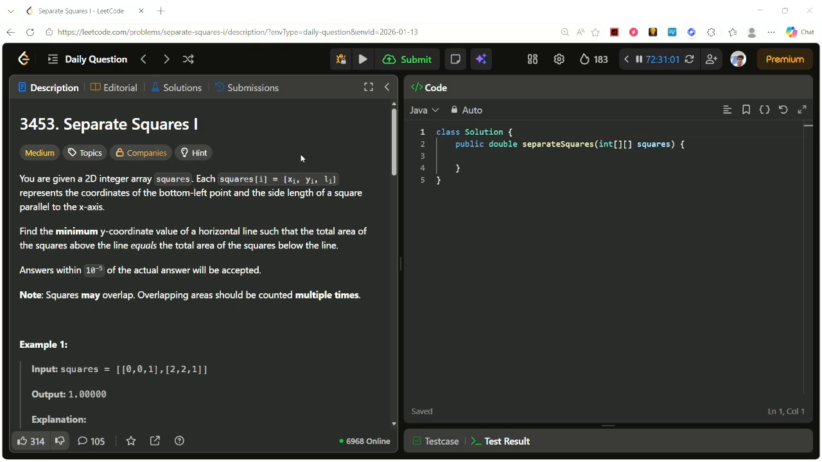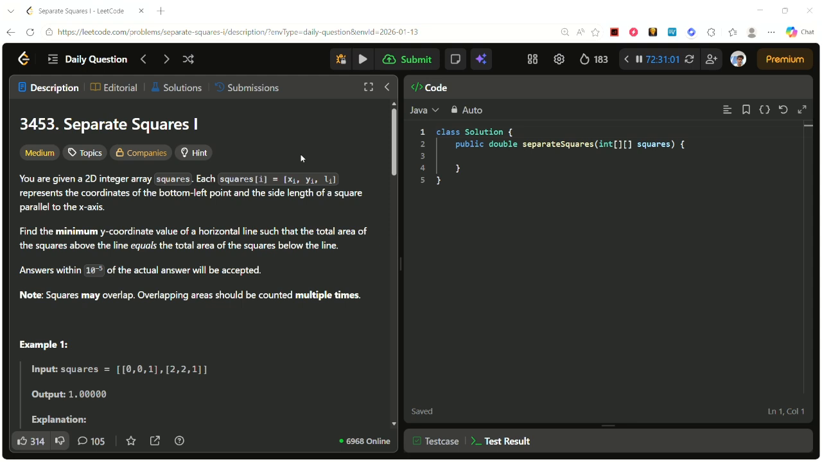So today's question is 3453, Separate Squares. In this question you are given a 2D integer array squares, where each squares[i] is equal to [x, y, l], representing the coordinates of the bottom left point and the side length of a square parallel to the x axis.